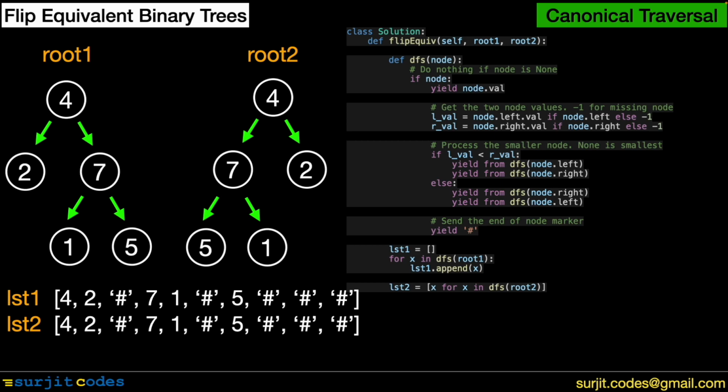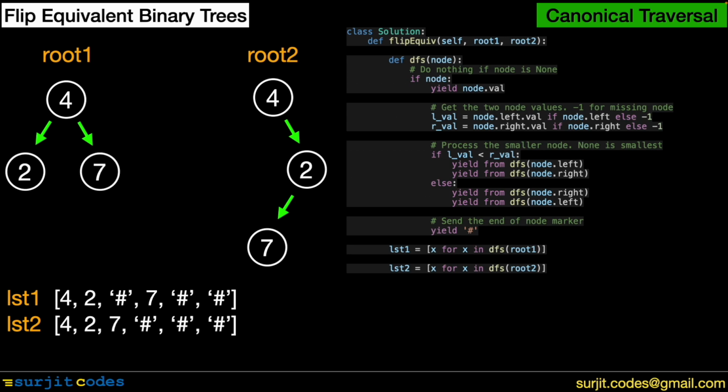Let us now revise the statement for list 1 also in the program. Both of them are now single line statements. As the smaller child is always processed before the bigger child, the two lists are always exactly the same for flip equivalent trees. The problem now reduces to comparing these two lists.